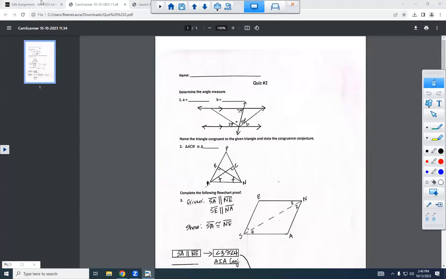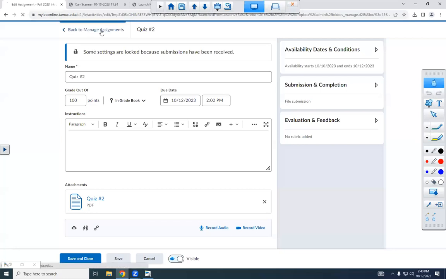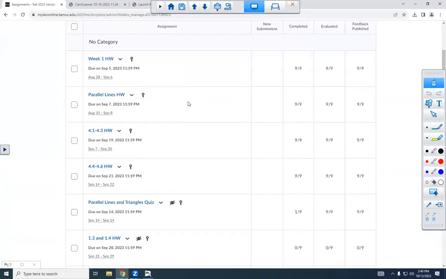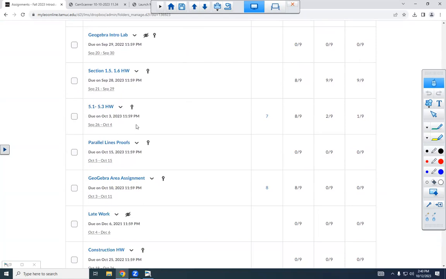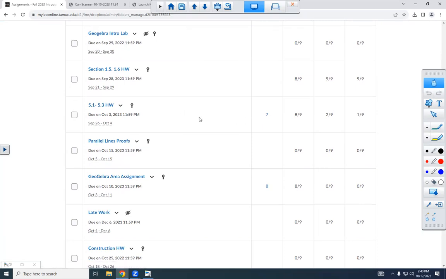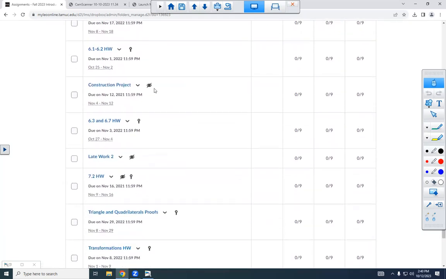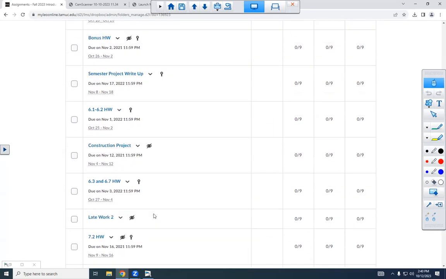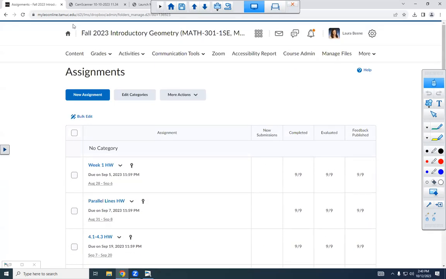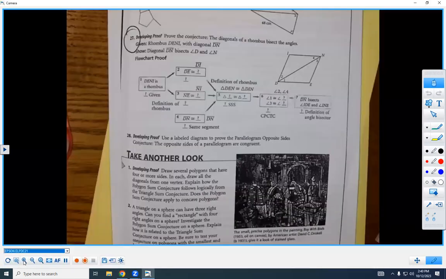You should also have this 5.1 through 5.3. It looks like it's currently being graded. Some of them have already been graded. She's supposed to be having it done by the end of the day today. And then the GeoGebra, that's not going to affect anything on your test. But I will try to get the quiz graded before your test so that you can see that. But we already went over the answers on that.